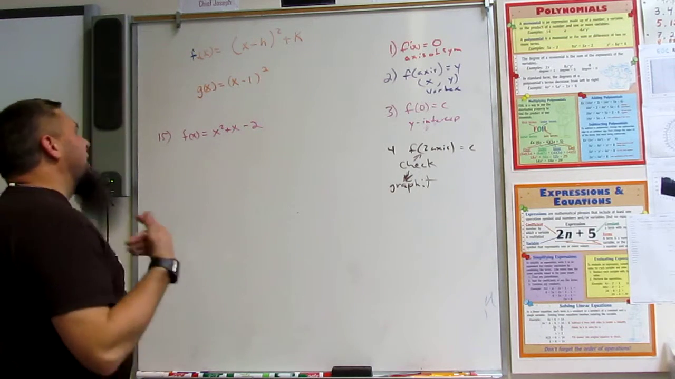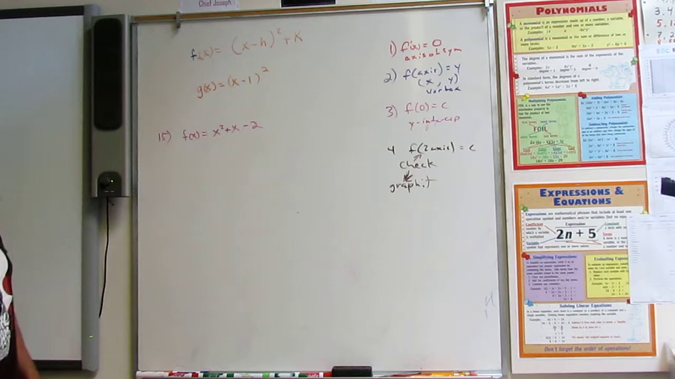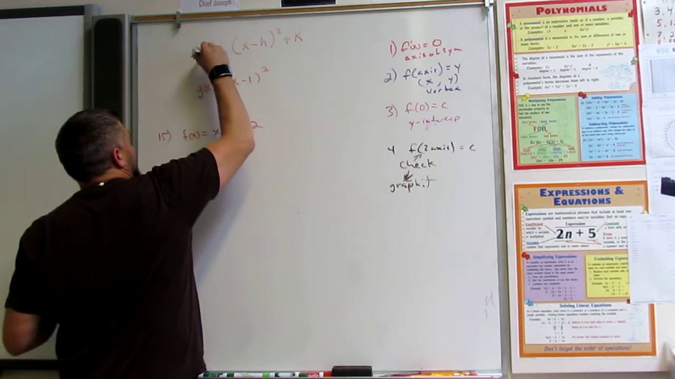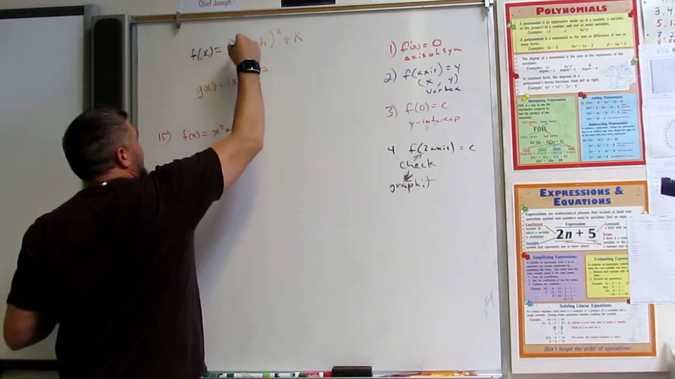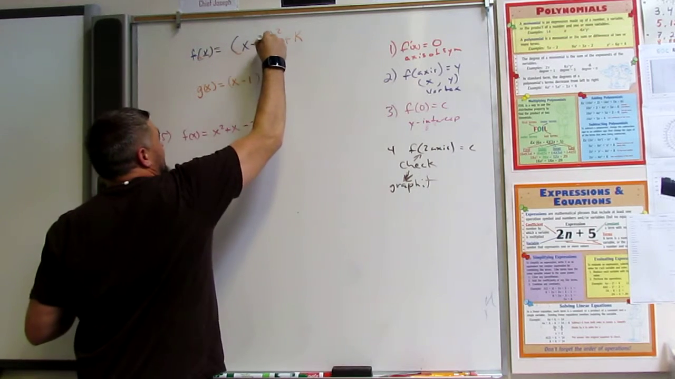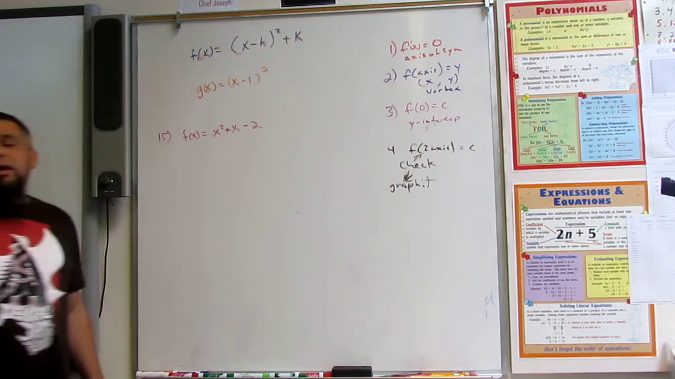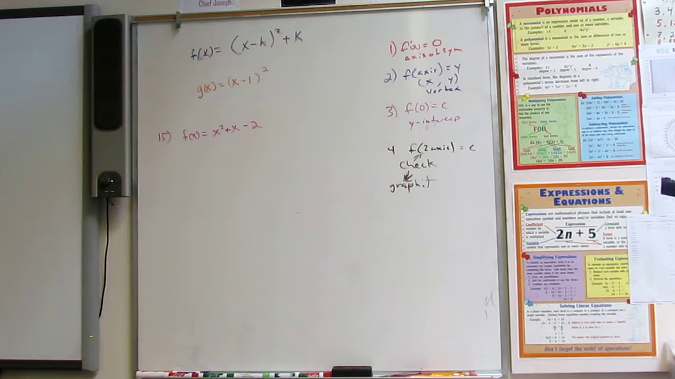Alright, so f of x equals x minus h. Might as well just write this over because it's all orange and you can't see it. x minus h squared plus k, right?